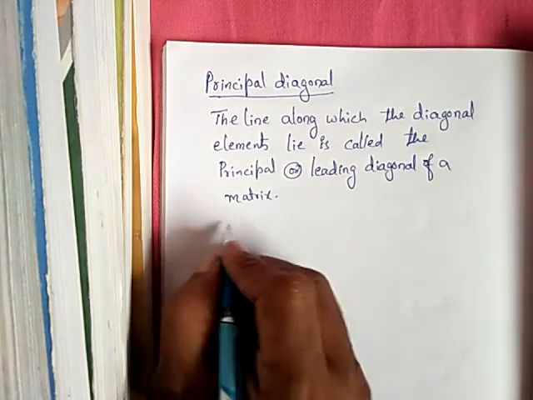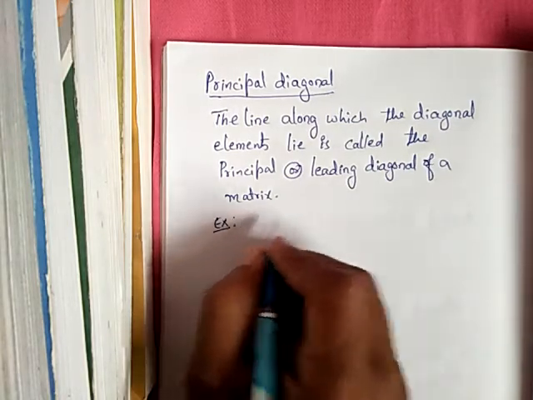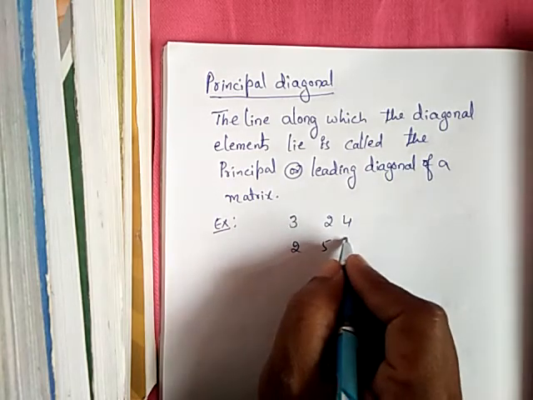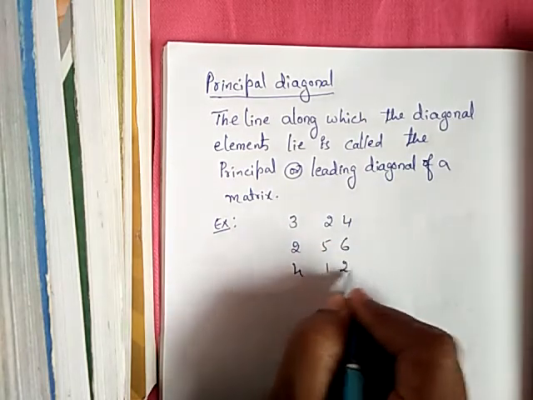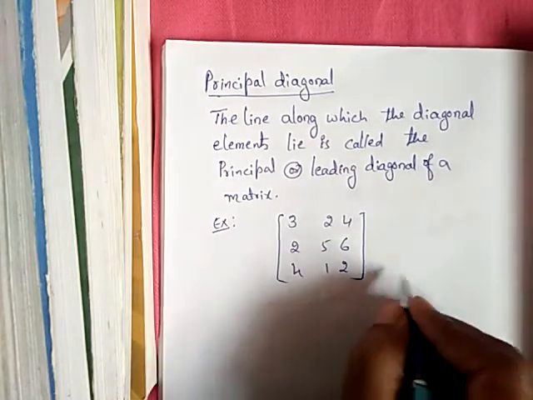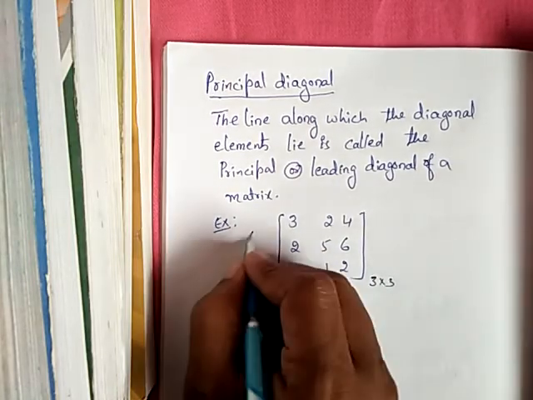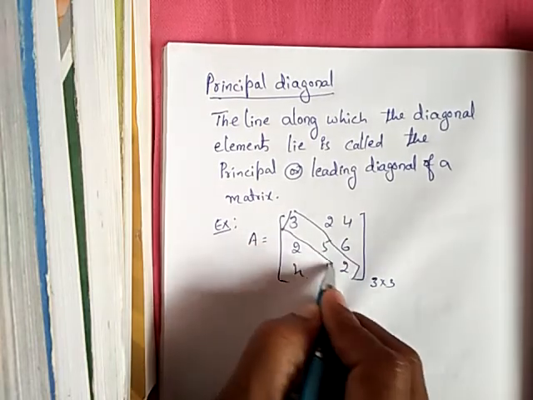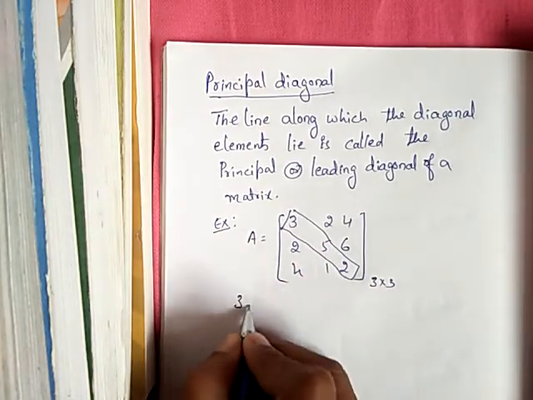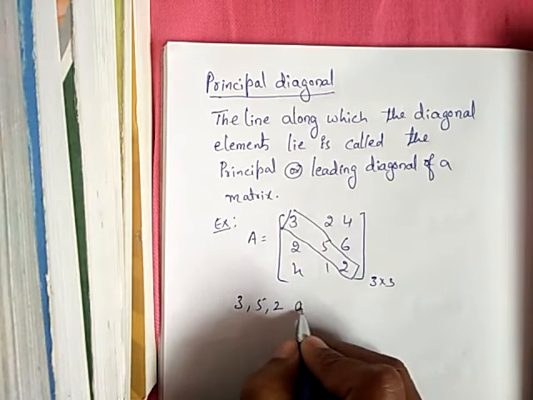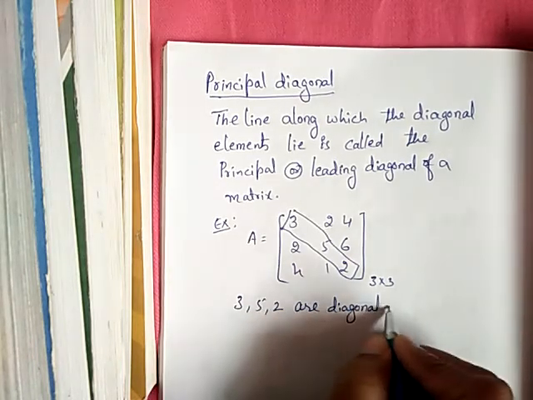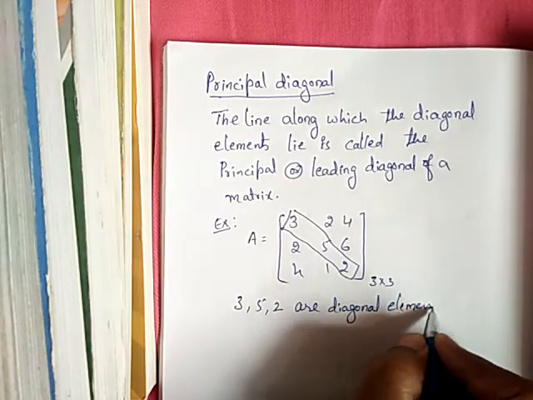Okay, so an example we will have here. So for example, you can take 3 2 4, 2 5 6, 4 1 2, like this. So this is a 3 by 3 matrix which is denoted by A. So here 3, 5, 2 are diagonal elements, you can go through that like this.